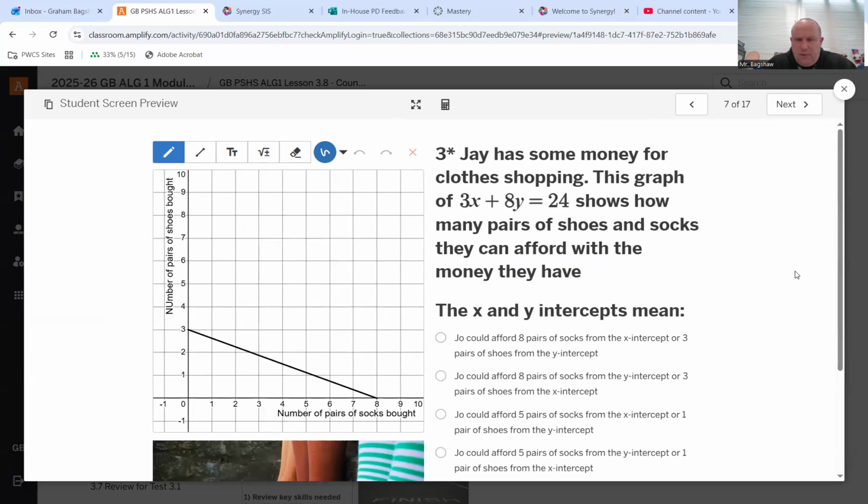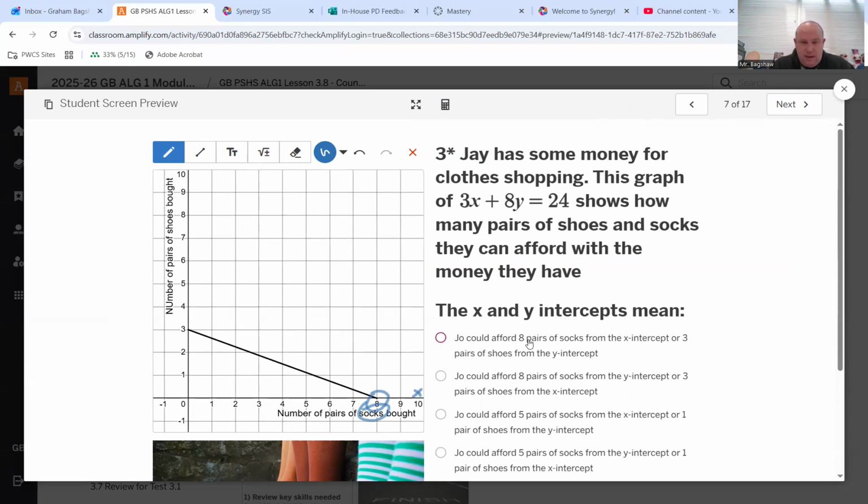Jay has some money for clothes shopping. This graph of 3x plus 8y equals 24 shows how many pairs of shoes and socks they can afford with the money they have. What do the x and y intercepts mean? To me, this is a really easy question in the fact that we can just look here. It tells you it's 8. It tells you it's socks. Sometimes they'll even label the x-axis as well for you, but you should certainly know that's this one here.